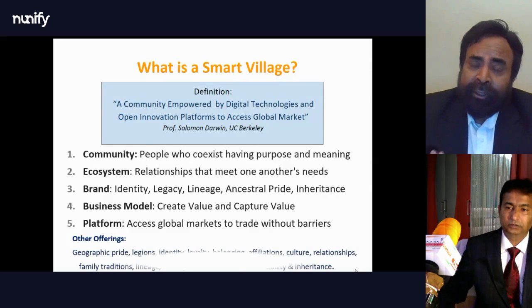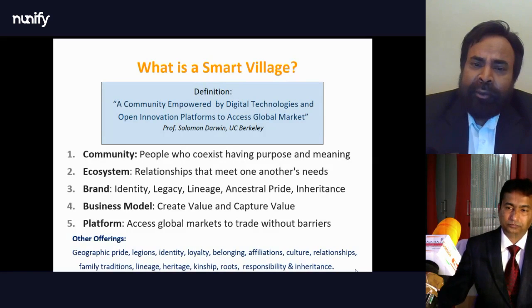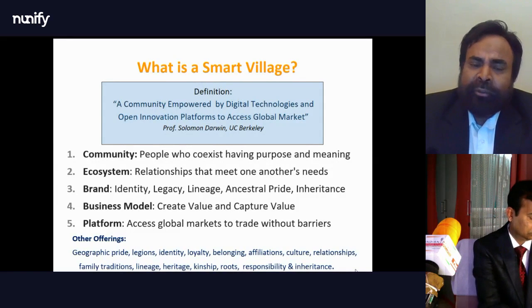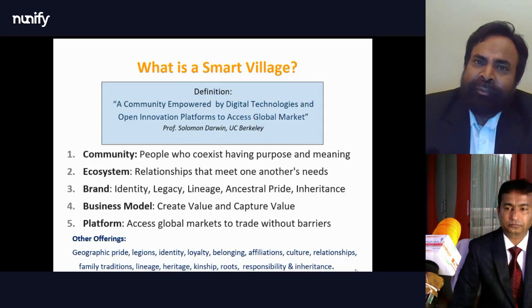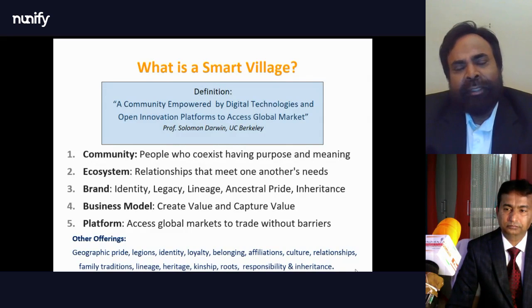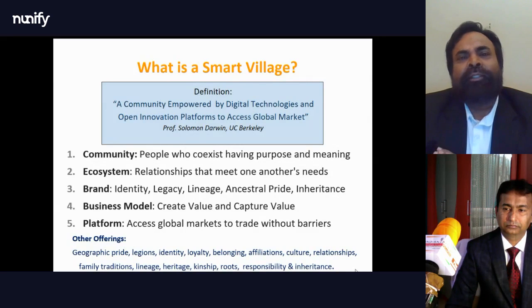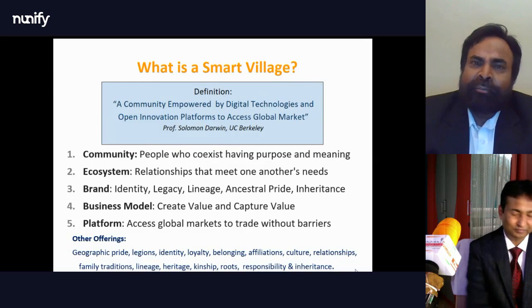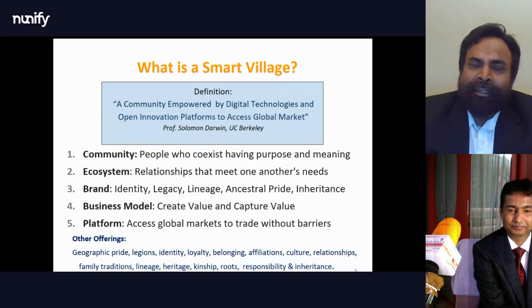There are other offerings that a village has: geographic pride, identity, loyalty, belonging, affiliations, culture that is rich, relationships, family traditions, lineage, inheritance. All of these things are very, very important to people. That is why some of these cities that we are building did not really have the greatest traction, because one of those cities is called Lonely City, because you feel alone. There's not anyone to talk to on the street because people are so busy and occupied on the internet.